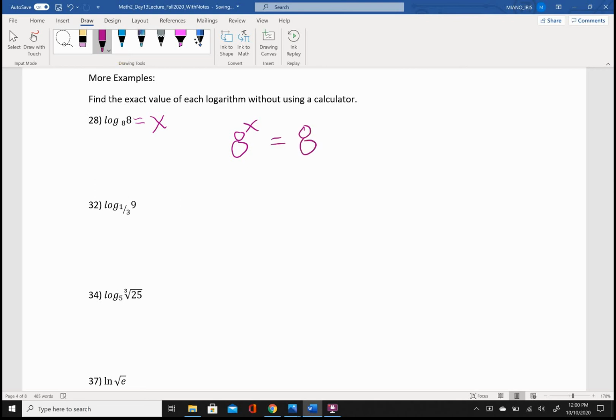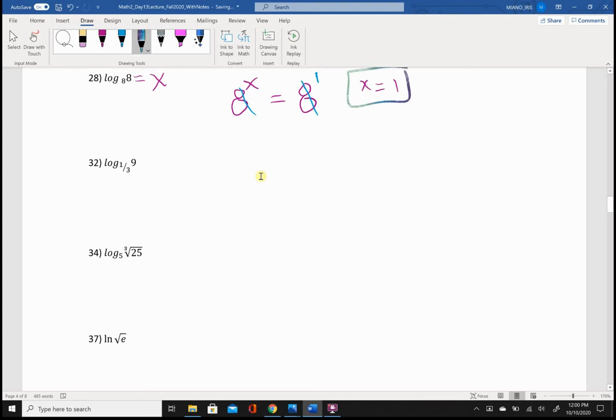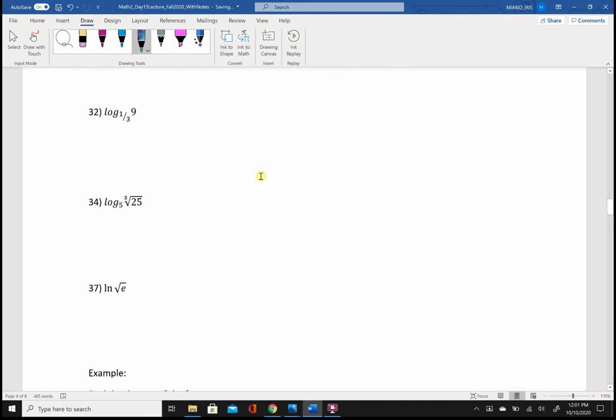So 8 to what power equals 8? Well, it's got to be 1, right? So the only way that you'll be able to get through this is to say, all right, I know that any number with no exponent on it has technically an invisible exponent of 1, and you can slash away the bases at this point and say, okay, well then x equals 1. So relying back on what we know is true from the exponential function stuff that we just went over, that's definitely going to be helpful here.